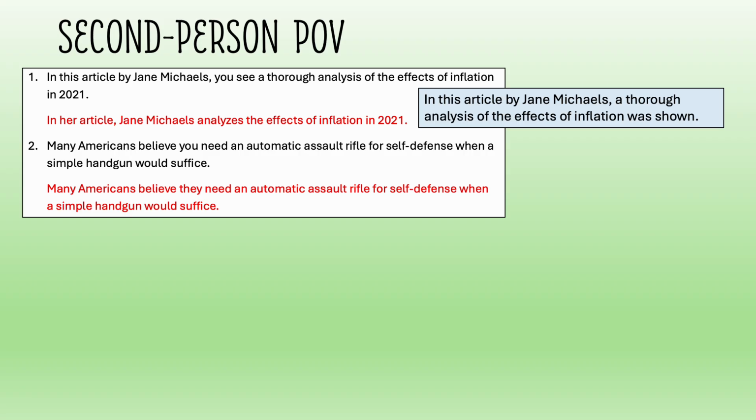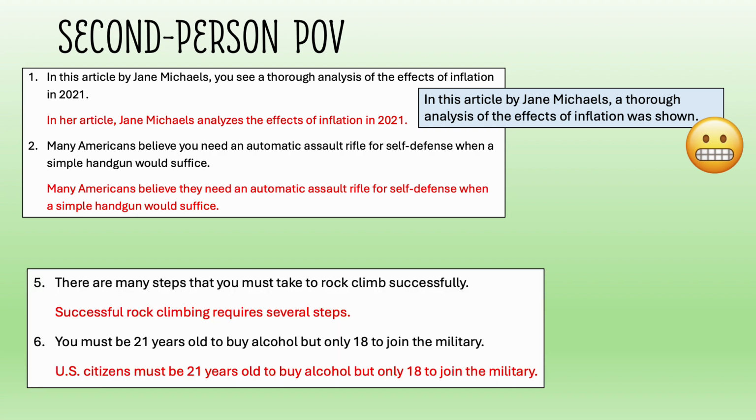Some of you wrote, in this article by Jane Michaels, a thorough analysis of the effects of inflation was shown. And I kind of cringed a little bit at the passive voice and the extra words, because that construction just really bothers me. Likewise, there are many steps that you must take to rock climb successfully, looking at number 5. In this case, the whole middle of the sentence can just be taken out and we change the order of words a little bit. Successful rock climbing requires several steps. And we've simplified that sentence enormously.